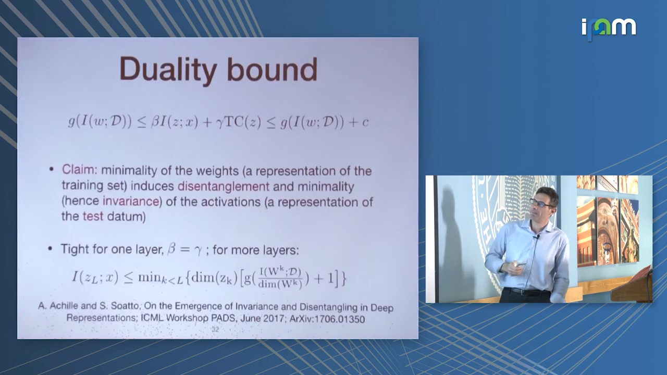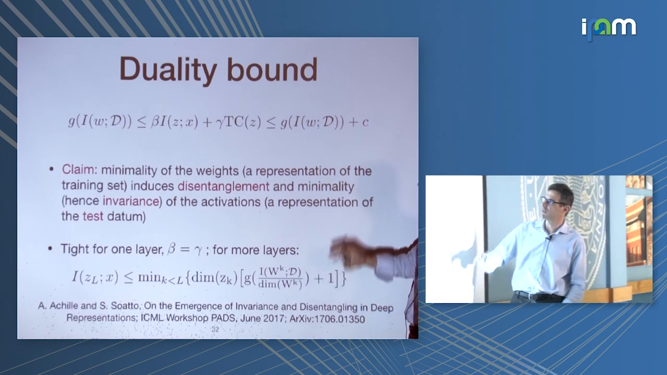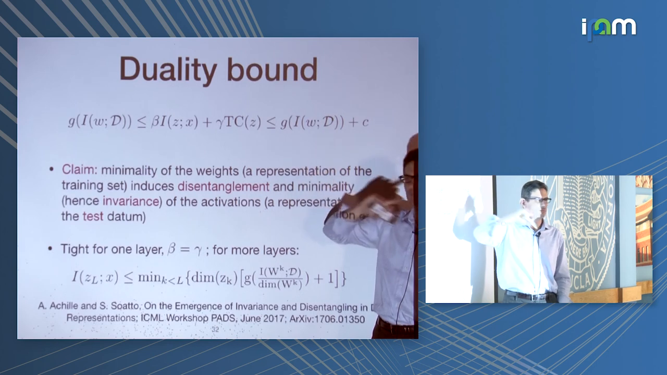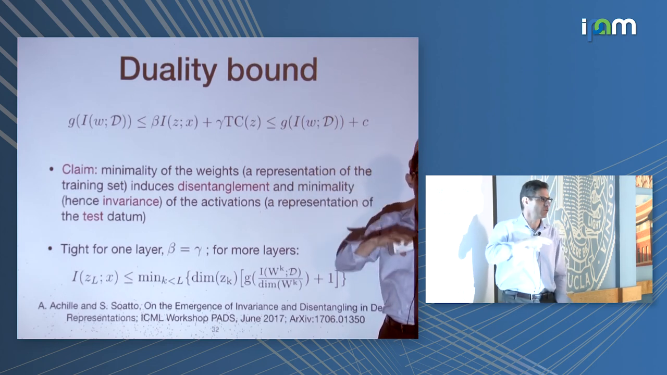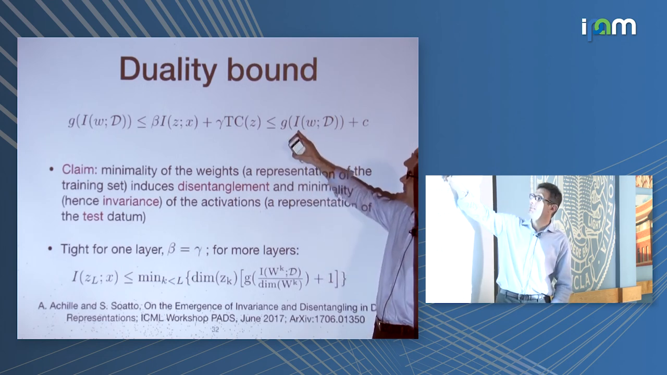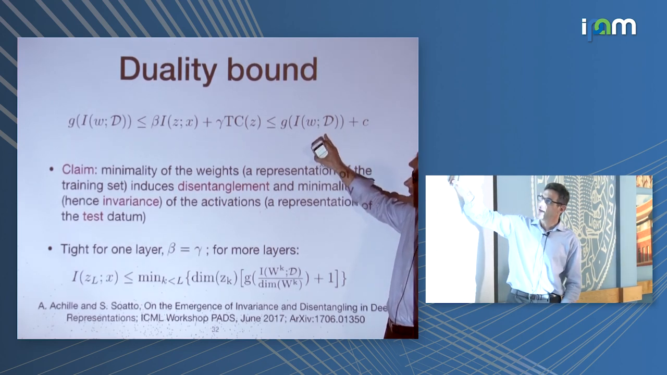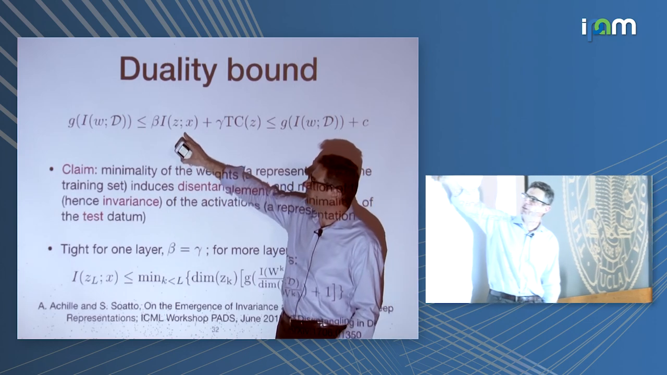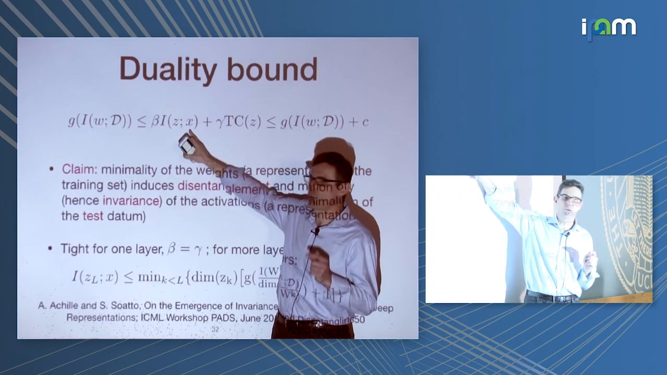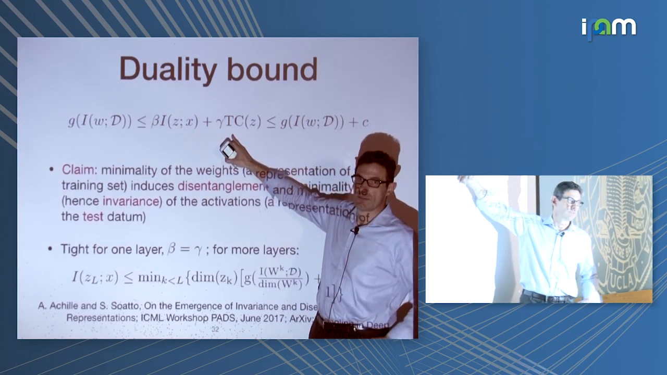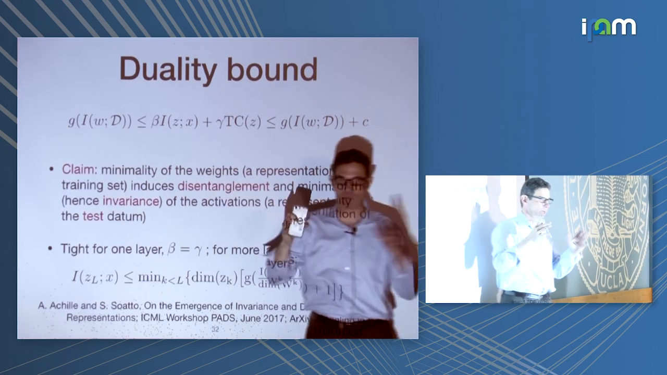All right, and here's the main claim. This is for one layer, but you can extend it to multiple layers. It's not a tight bound for multiple layers. Basically, if you can train a network so that you achieve sufficiency, and of course you can do that with overfitting, but if you do that while minimizing the information the weights contain about the data set, so if you're able to minimize this term, then automatically you bound the information that the representation of the test datum contains about the test datum, and total correlation. And you sandwich on both sides.